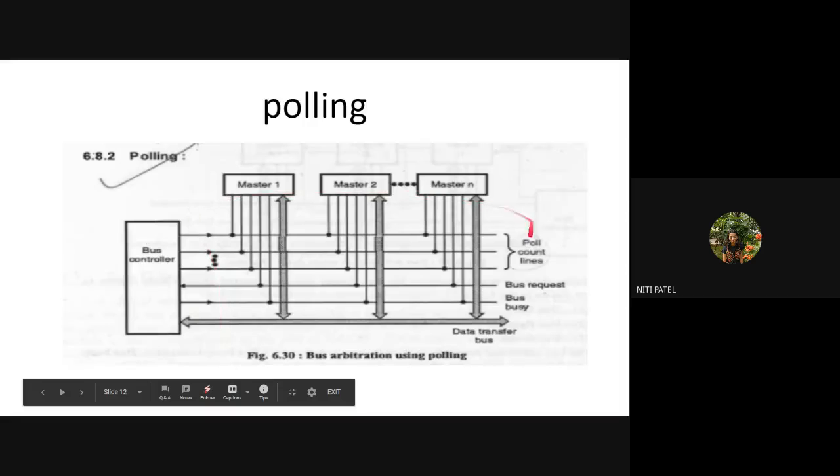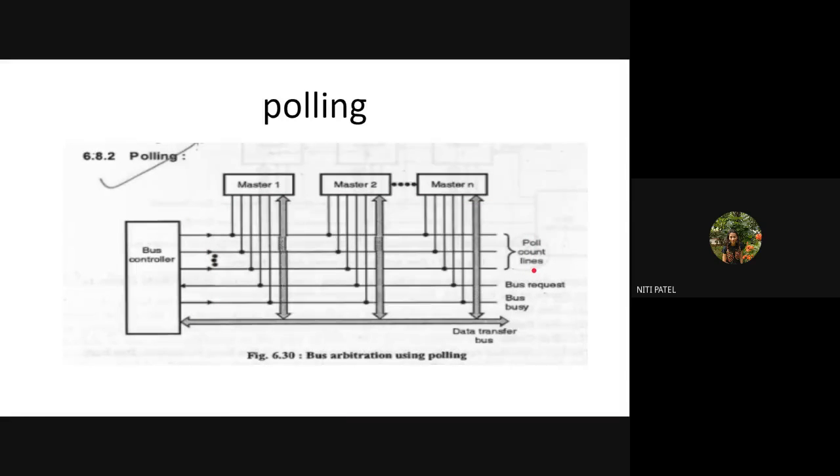We have some lines called poll count lines. If you see, each and every device is connected to those poll count lines. Now, what is this technique doing, or why is it called polling? Because it is the process of calling each and every master device chance by chance, or turn by turn. So if master 1 has been polled, the request will be given to master 1. After that, whose turn is next? Master 2, so the turn will be given to master 2. After that, the turn is of master 3, so the request will be given to master 3. Next is master 4, so the turn will be given to master 4.